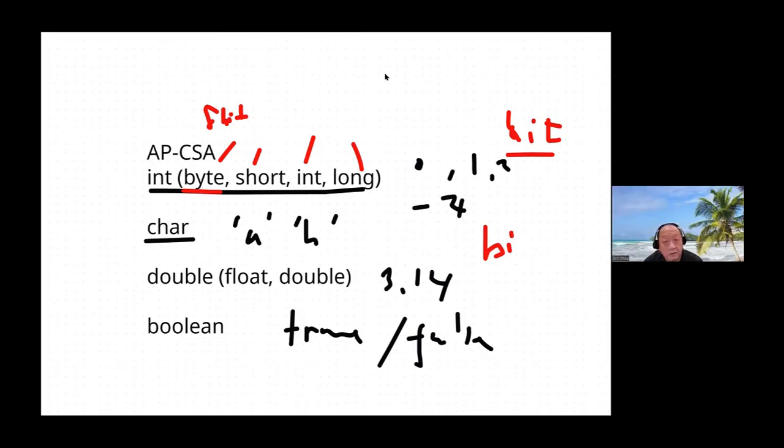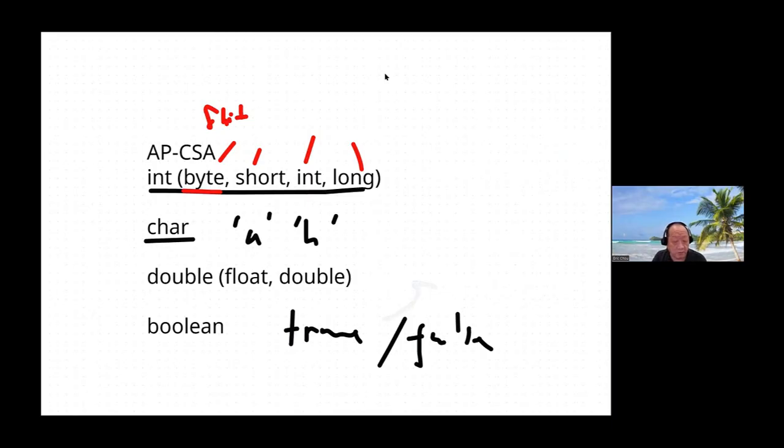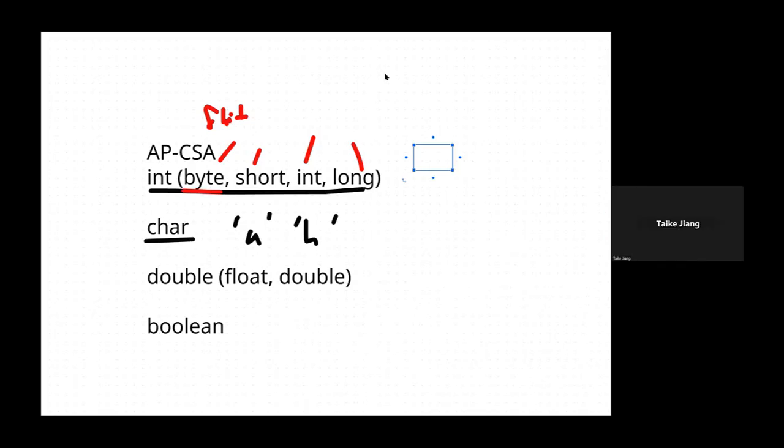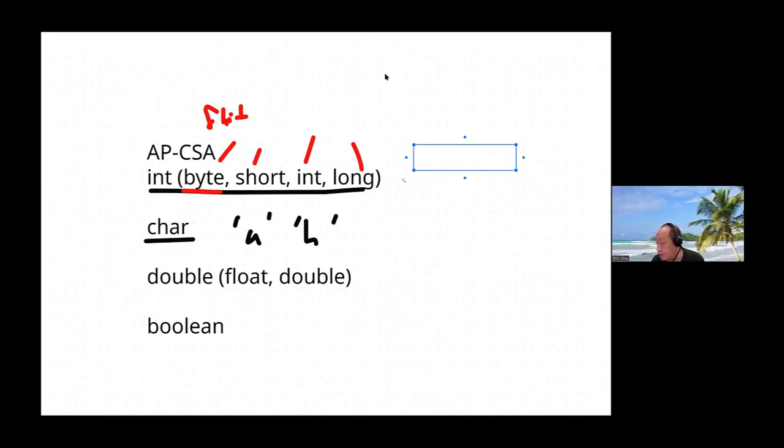Okay, it's okay, we are teaching you, so don't worry. So bit really means binary digit. So binary digit means it only has a 0 or 1. 0 or 1 is actually one bit.